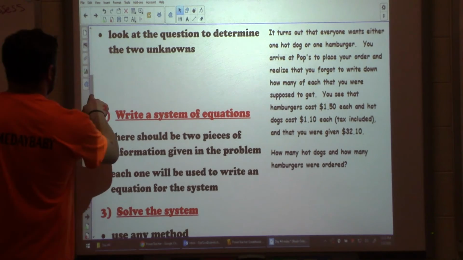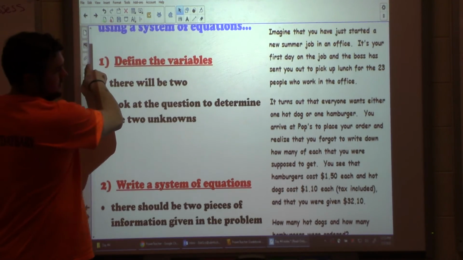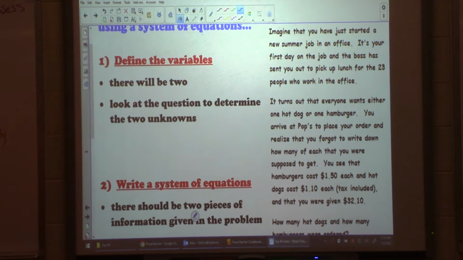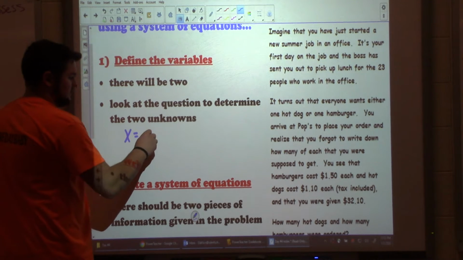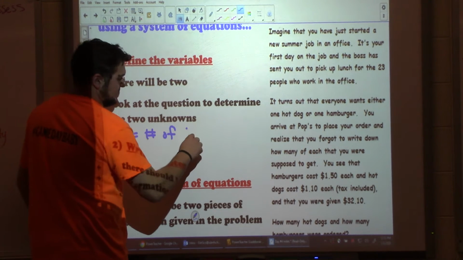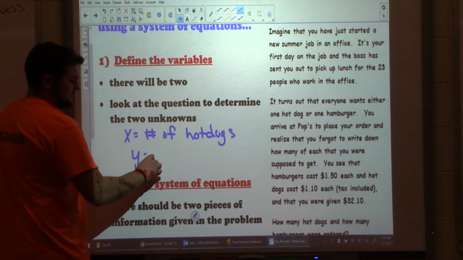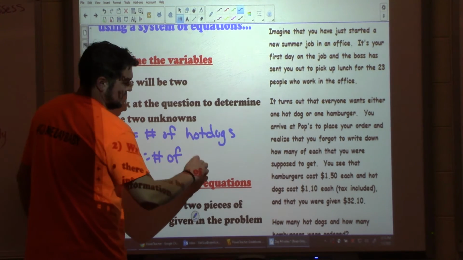So first of all, we need to define our variables. What do you think our variables might be in a problem like this? Hot dogs and hamburgers, right? The two things we're looking for. So I'm going to let x be hot dogs. x equals number of hot dogs. And y equals number of hamburgers.